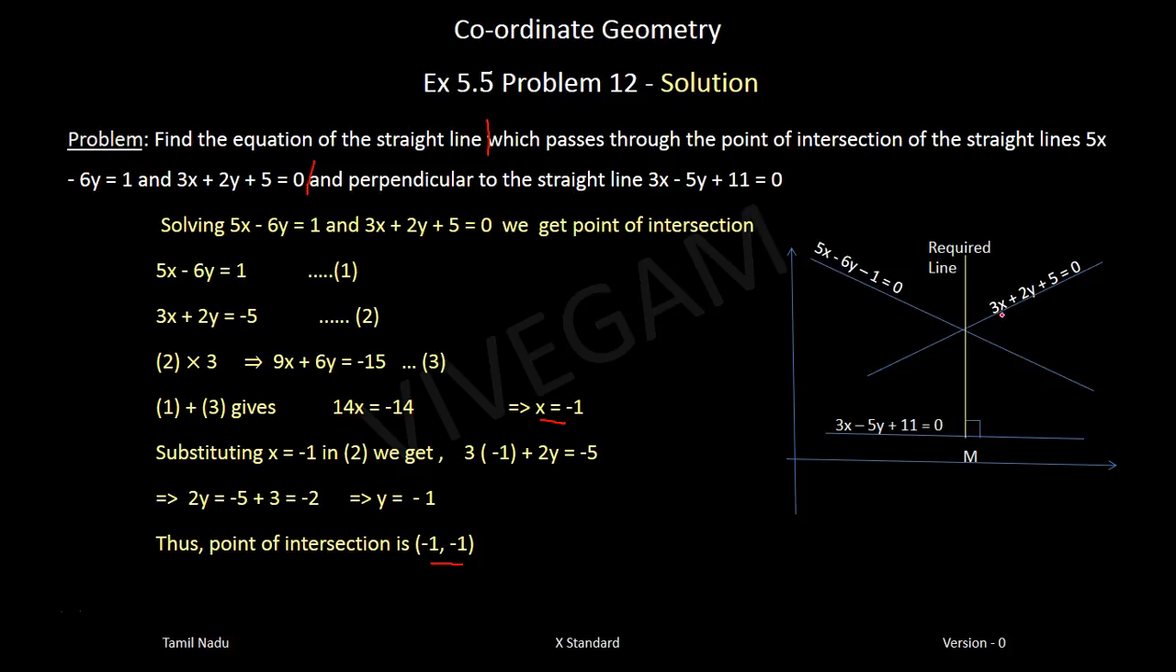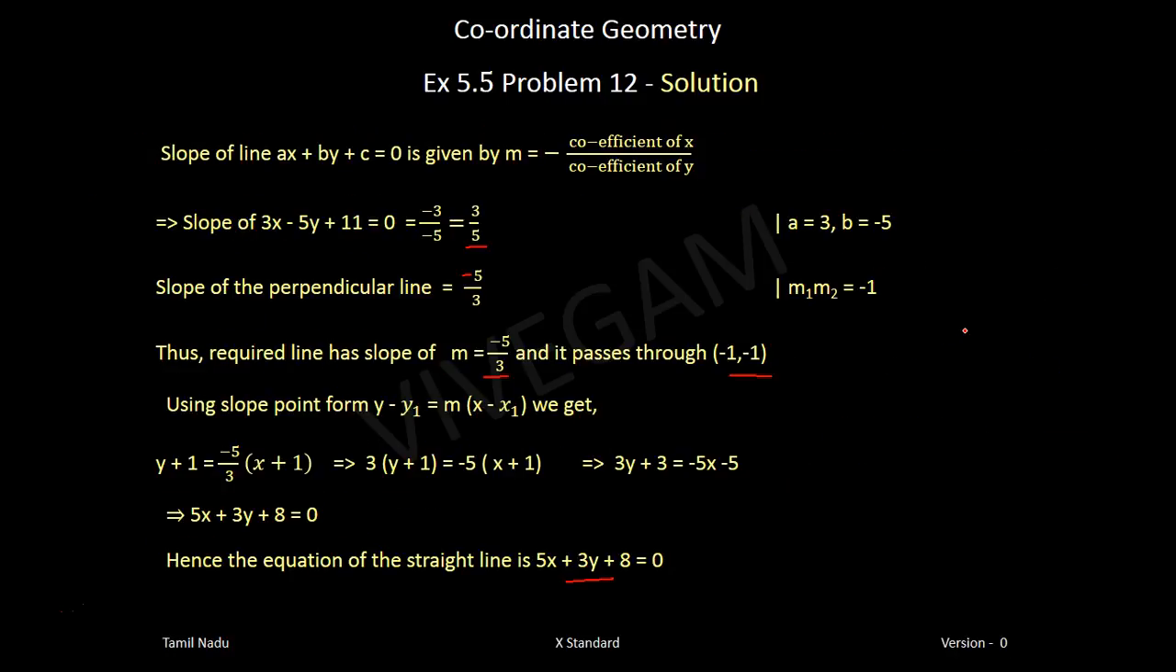Okay, so you are solving these two equations, getting the point of intersection. You are calculating the slope of this line, and from this you can calculate the slope of the perpendicular line. It is the reciprocal of it with a negative sign. So negative reciprocal of the slope. Then for the required line, you will have a slope as well as one point. Use the slope point form and get the equation of the straight line. Okay, so I hope I made this problem clear for you.